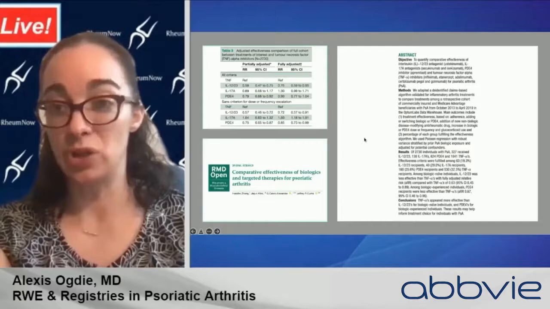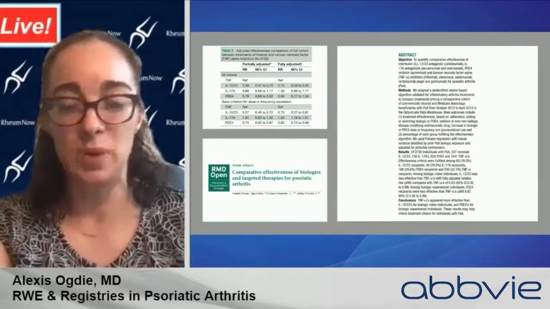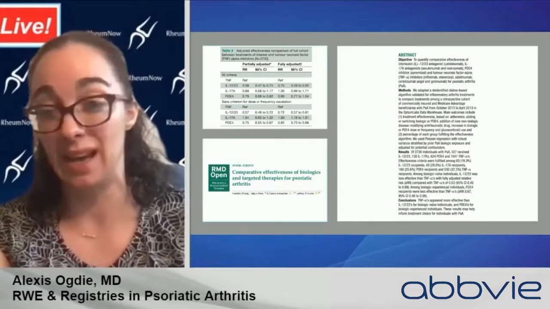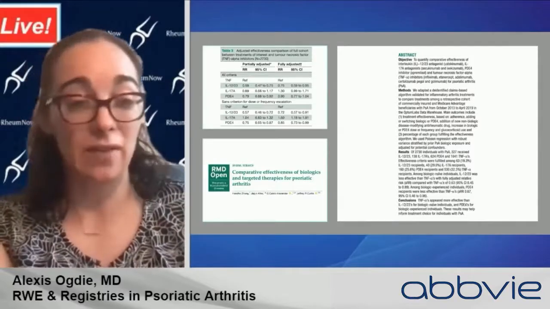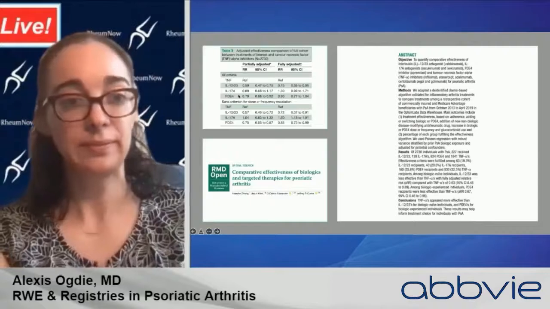Persistence is one of those measures we sometimes use for comparative effectiveness. It's kind of a dirty outcome because people may stay on therapy because it's effective. They may stay on it because they can't get access to something else. They may come off of it because they just didn't like it, they had an adverse event, or it didn't work. So you're getting a combined outcome in that case.